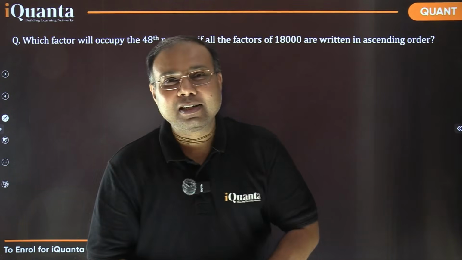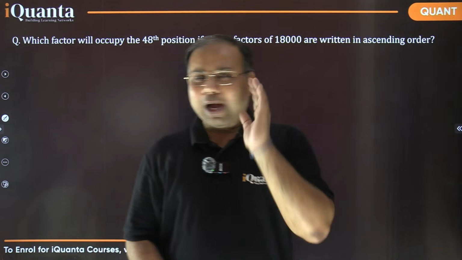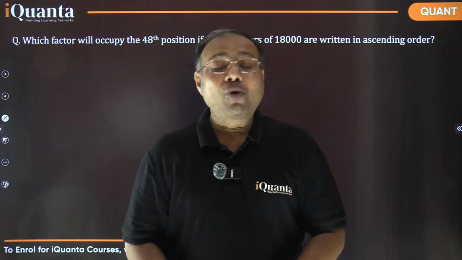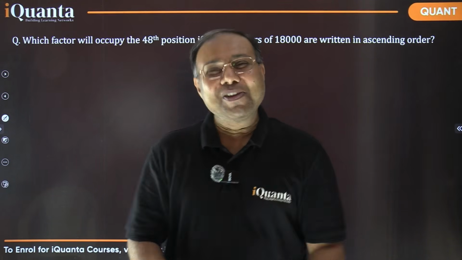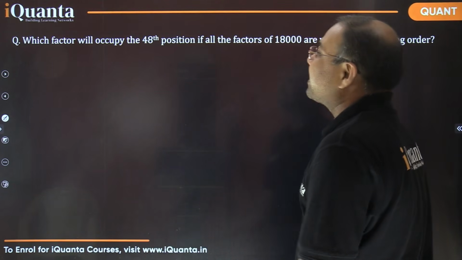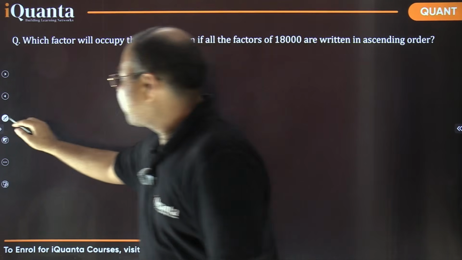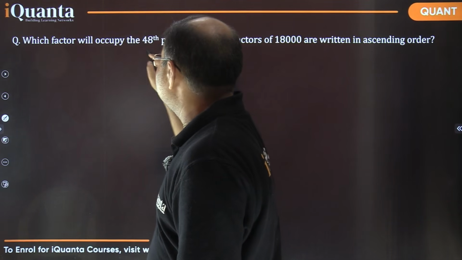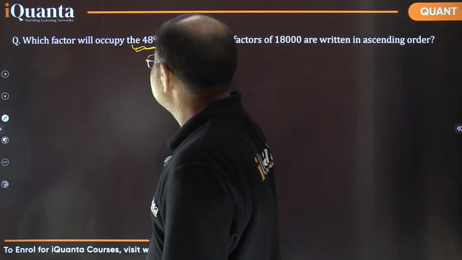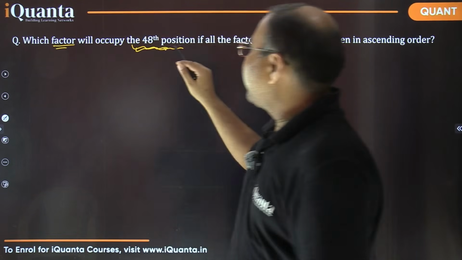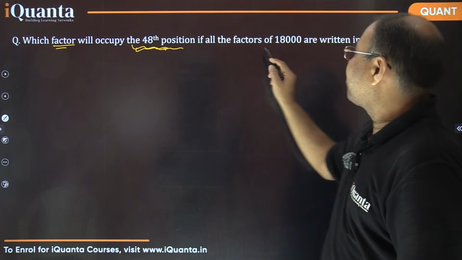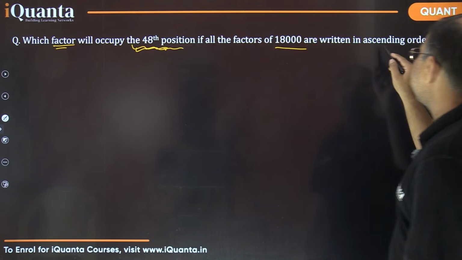Fine, I'm back here. I hope that you have tried the question on your own. And if not, then brothers, solve it again. Okay, let's solve it together. It says, which factor will occupy the 48th position? We are talking about the factors of a number, and the 48th position if all the factors of this number are written in ascending order.